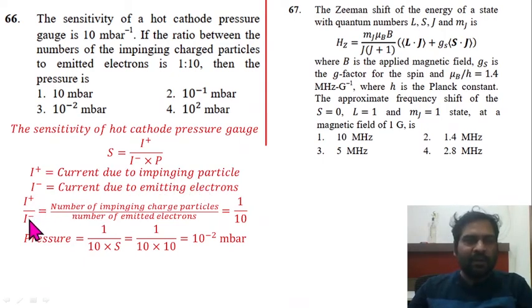So I plus divided by I minus is proportional to the number of impinging charged particles divided by the number of emitted electrons, and it is given as 1:10, that is 1/10. With the help of this formula you find the pressure. So pressure is equal to this ratio 1/10 into S, and S is equal to 10 as given here.